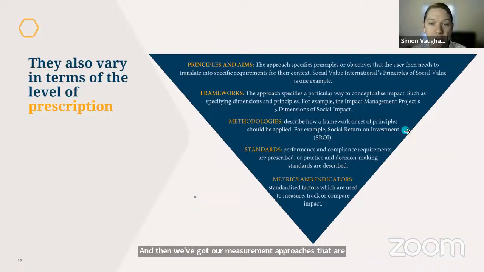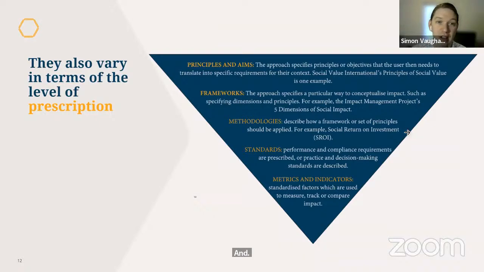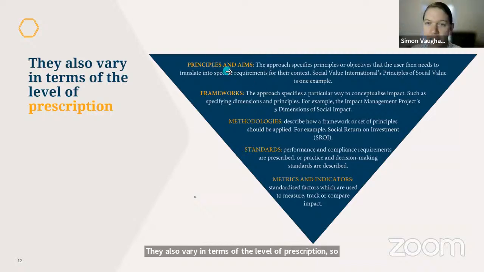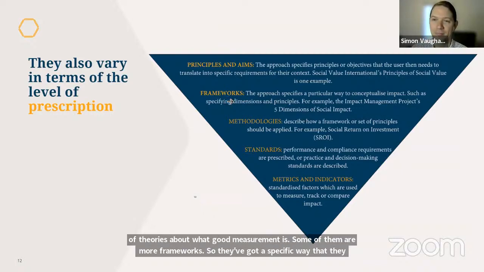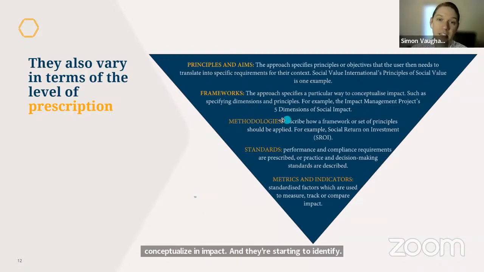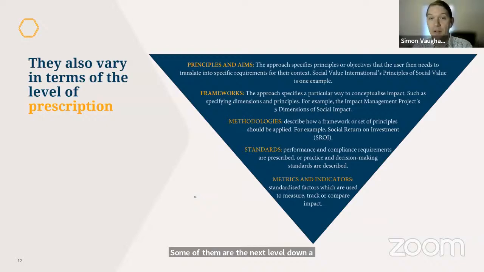And they also vary in terms of the level of prescription. So some of them are very much at the high end, like we're going to be talking about today, like principles and aims, kind of theories about what good measurement is. Some of them are more frameworks. So they've got a specific way that they conceptualize impact, and they're starting to identify specific dimensions and principles for how that should be put into practice. Some of them are the next level down to methodologies, where they've got a clear way of applying a framework, and that's what they expect you to buy into.